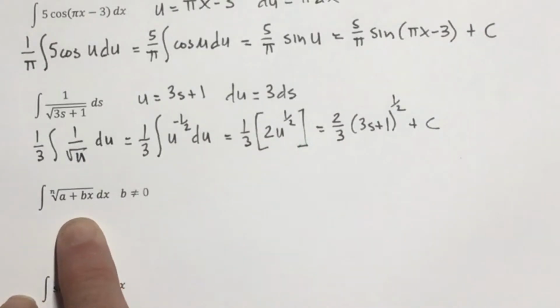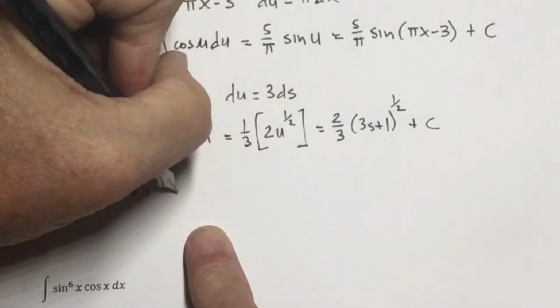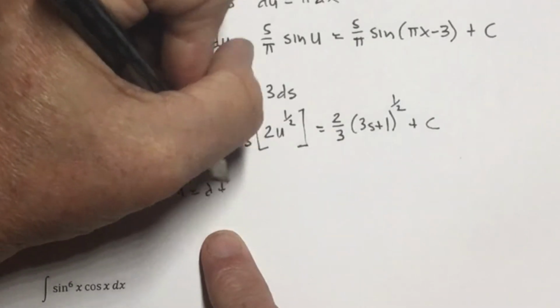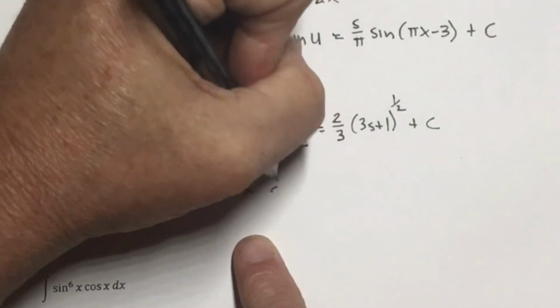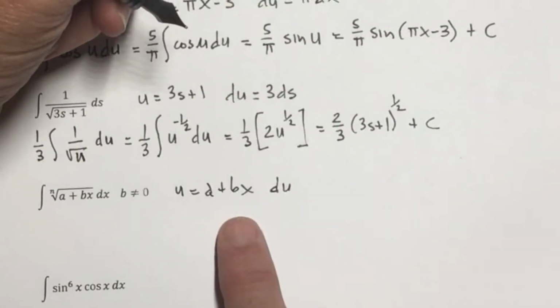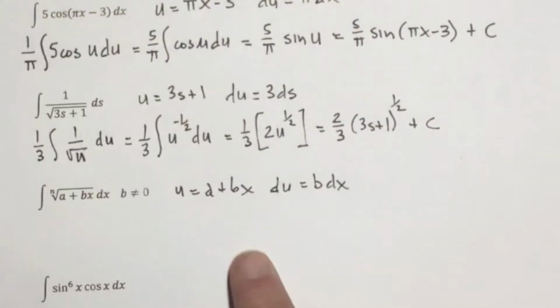So again, I think it's pretty clear what my u is going to be. I will make u equal to a plus b x. Good. That means my du will be the derivative of that. Well, the derivative of a plus bx, the a's gone. This is just going to be b dx.